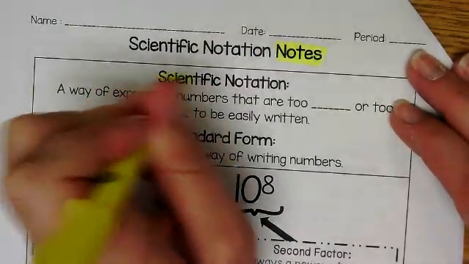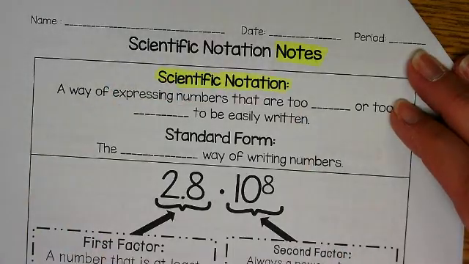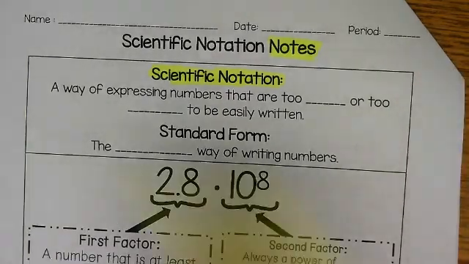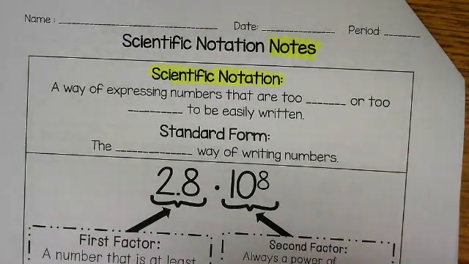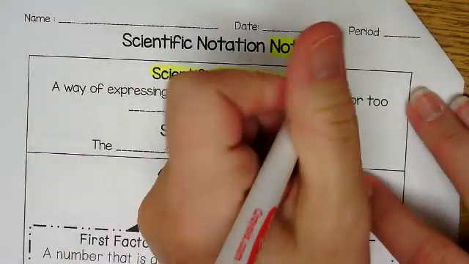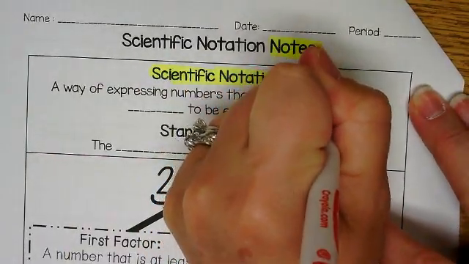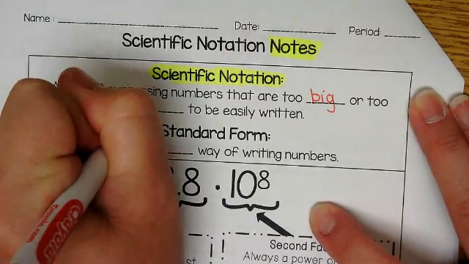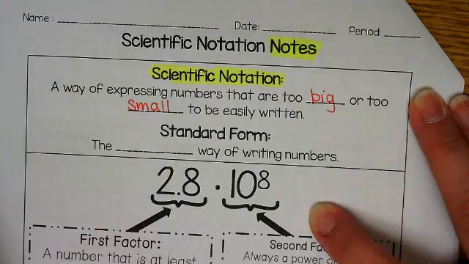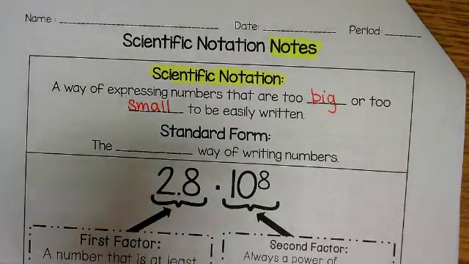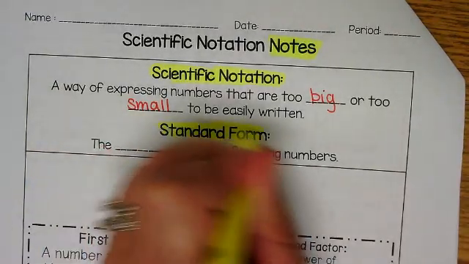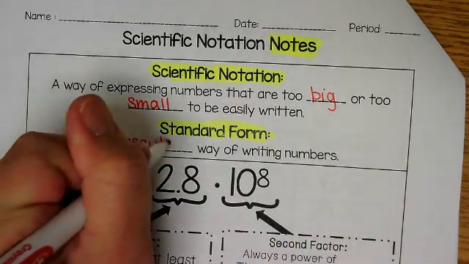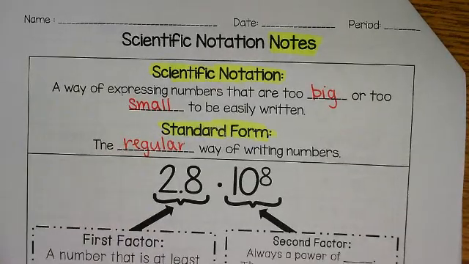So first thing, we have to know what scientific notation is. How do you write it? Scientific notation is a way of expressing numbers that are too big or too small. Basically, too long to write. When they're too long to write, we're going to shorten it up. Standard form is what you have already been doing since you learned how to count. Standard form is your typical way of writing numbers. Again, highlight, fill in all the blanks.